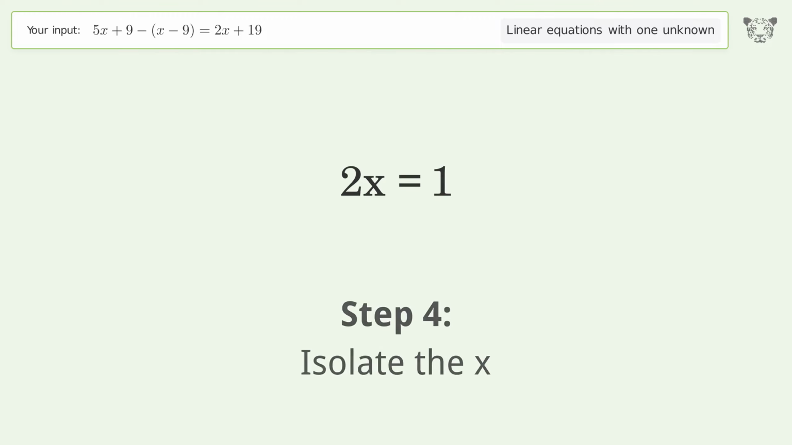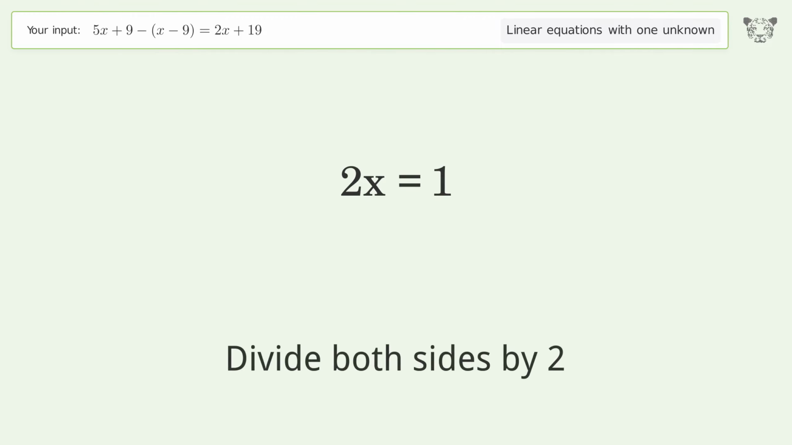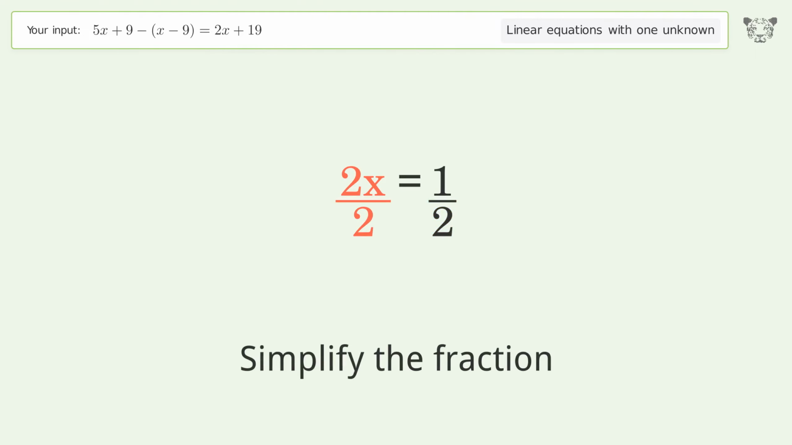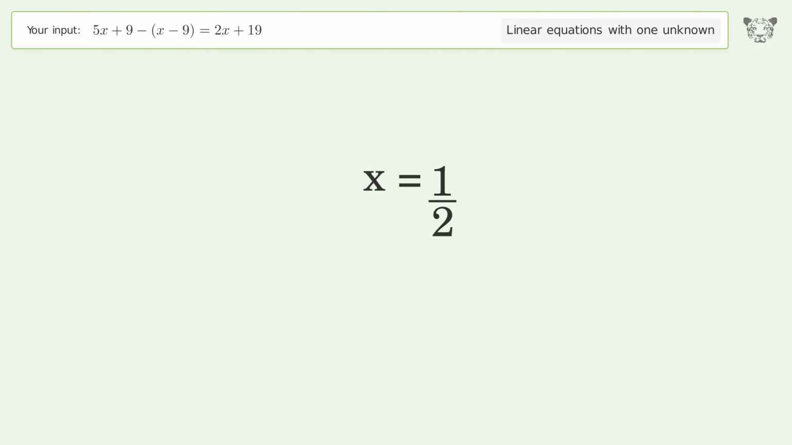Isolate the x. Divide both sides by 2. Simplify the fraction. And so the final result is x equals 1 over 2.